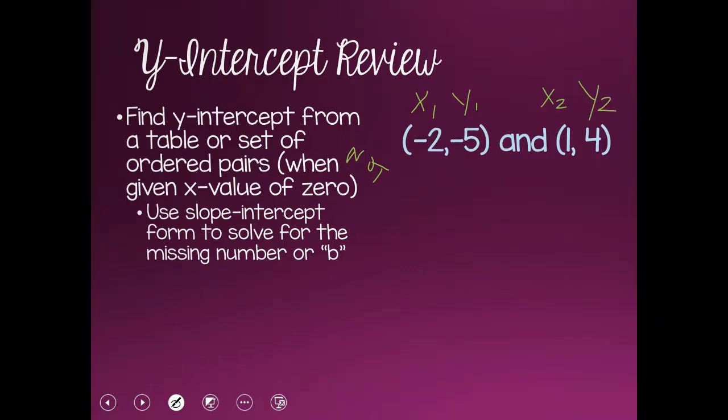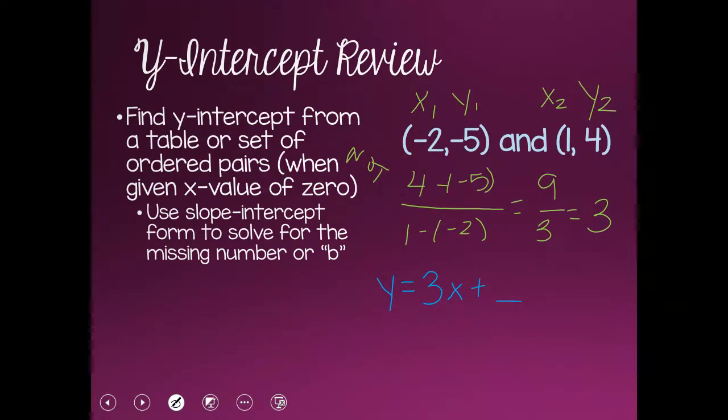We have to start by finding the slope, okay? So I'm going to do 4 minus negative 5 over 1 minus negative 2. I get 9 over 3, so my slope is 3. So if I want to put this in y equals mx plus b form, it's going to be y equals 3x plus... We don't know what our b is, right?